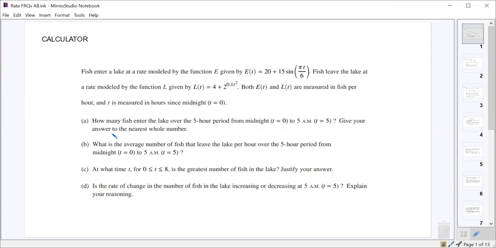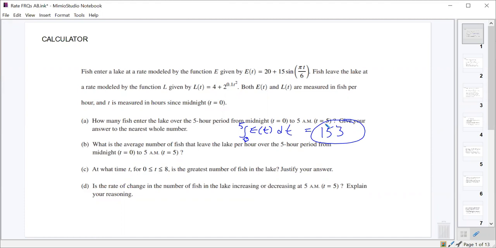All right. Let's see if we can do A. A should be really easy. A should have been the easiest part. How many fish enter the lake? Well, the number of fish that enter the lake is the integral of the rate at which they enter the lake. That's what I was saying before we left: if you need to figure out how much of something, integrate the rate function. So all we got to do is integrate from 0 to 5 E of t dt. And what does that equal? I got 153. When we go to the nearest whole number, 153 fish. Easy enough? Everyone good with that? Okay.